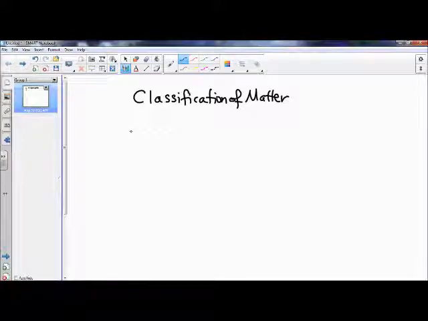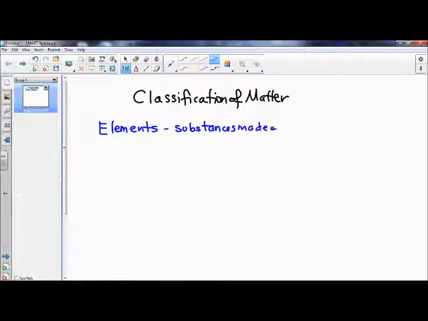When we talk about all matter, matter can be divided into 4 major categories. The first category, the elements. The elements are substances made of one type of atom. And these are the basic building blocks of all other forms of matter.